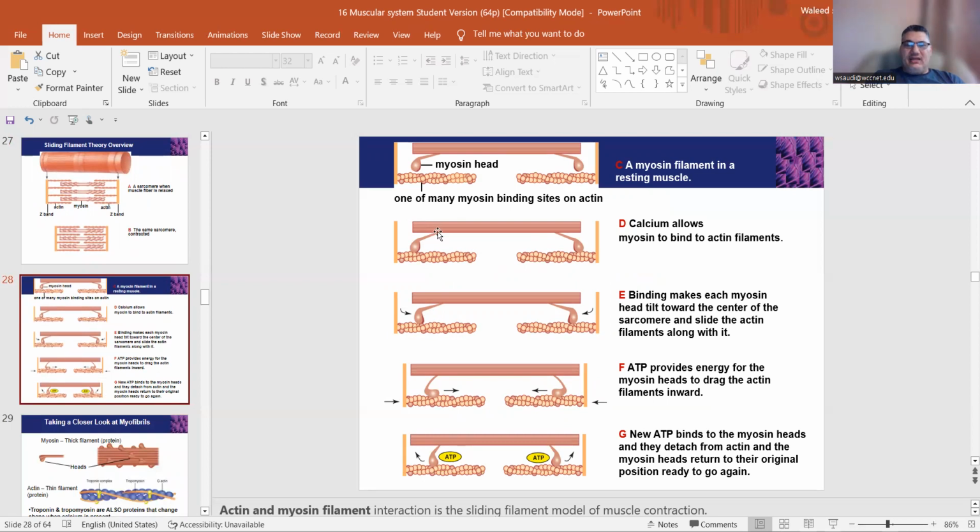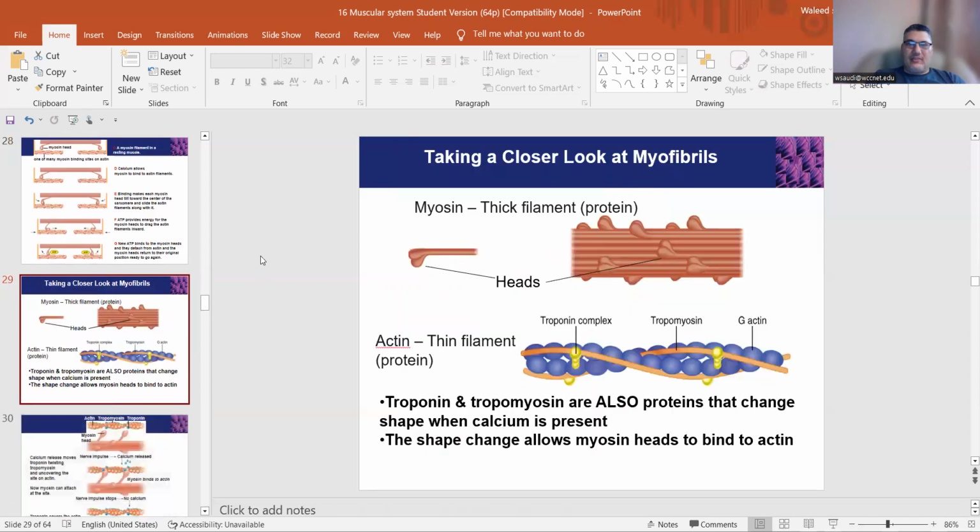Just understand that the thick will have these extensions, and these extensions have head and tail, and this is how they interact and slide. This is how the thick interact and slide with the thin. Look at these heads. This is what interacts with the thin ones.